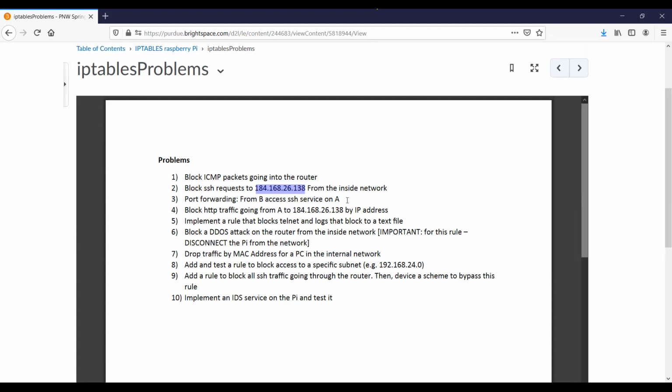Port forwarding is a more complicated one, so I'll have to talk quite extensively about that one. But basically the idea is from B, access SSH service on A. I kept it pretty generic, and the reason for that is I have to explain it quite a bit. But I gave you the scenario. So as part of the lecture, I'll formally discuss this one.